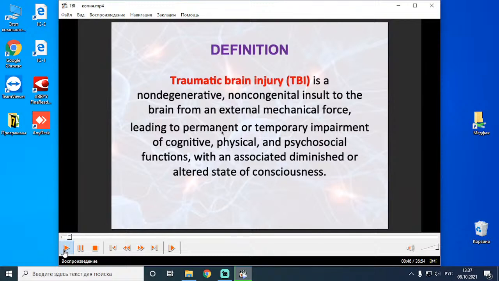Next one. Definition. Traumatic brain injury, TBI, is a non-degenerative, non-congenital insult to the brain from an external mechanical force, leading to permanent or temporary impairment of cognitive, physical, and psychosocial functions, with an associated diminished or altered state of consciousness.